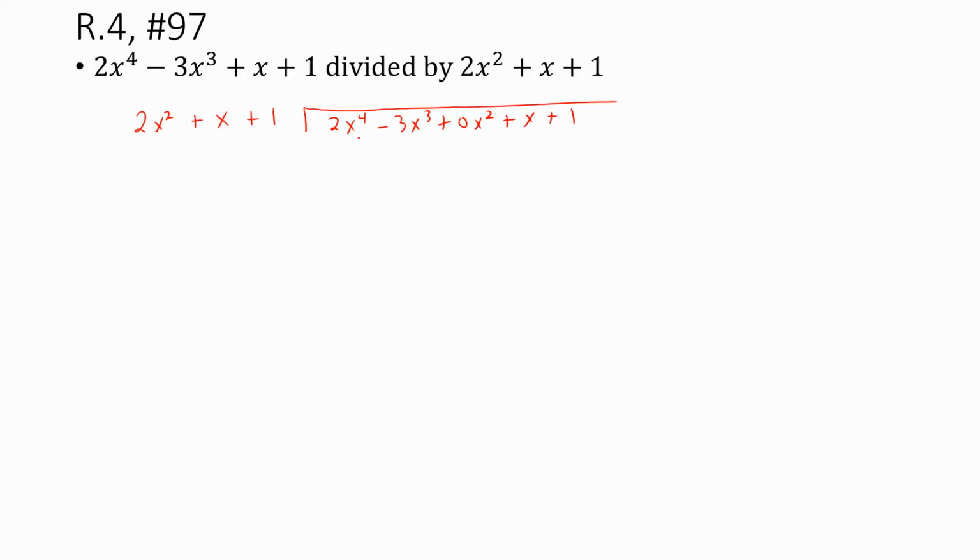So 2x to the fourth divided by 2x squared is simply x squared. Now we're going to take that x squared and distribute it to the outside. So x squared times 2x squared is 2x to the fourth. X squared times x is x to the third. X squared times 1 is 1x squared. Now remember, in long division you must subtract, so here that just means that we need to change our signs.